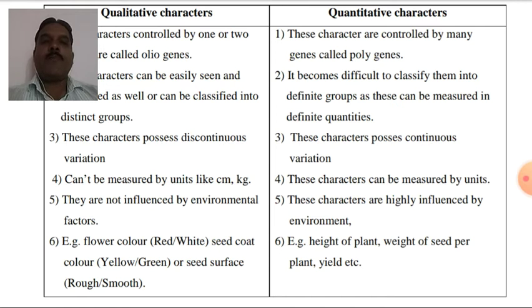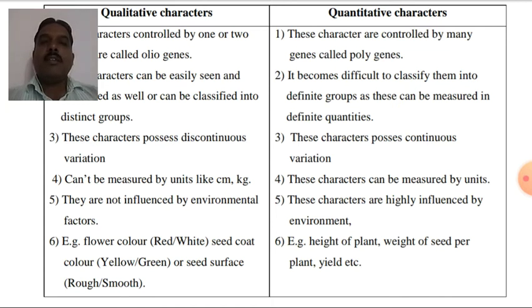So the difference is also asked as oligogenic character or polygenic character, because of the control of one gene or many genes. The second important difference is that qualitative characters are easily seen with the help of the eyes and we can classify them into distinct groups. But in quantitative characters, it is difficult to classify them into groups. Easily seen means we can easily observe flower color or seed coat color or seed surface, whether it is rough or smooth. But in quantitative characters, it is difficult to see; for height or weight or yield, we have to measure that character.